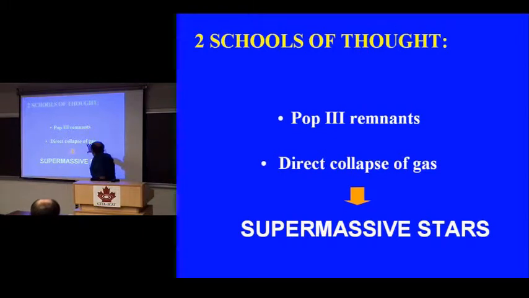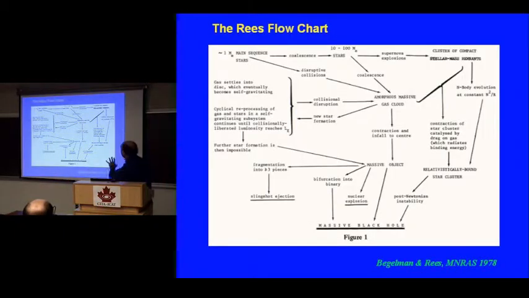What I'm going to focus on today is the direct collapse of gas scenario, which really is a scenario in which the first big black holes formed from the collapse of supermassive stars. Okay, so let me just present that.